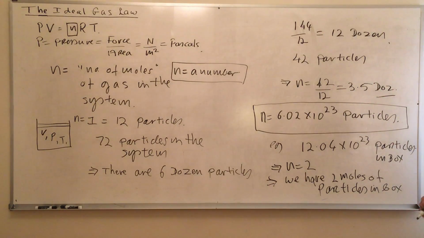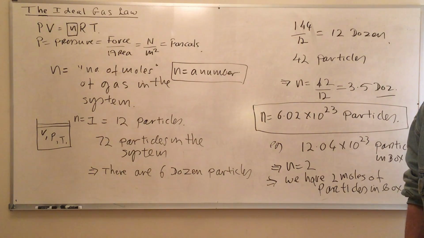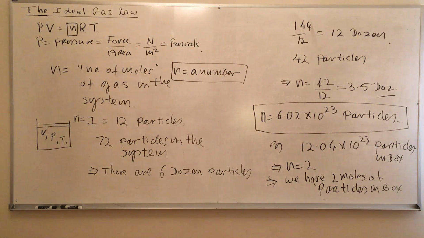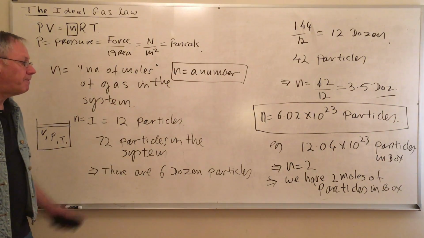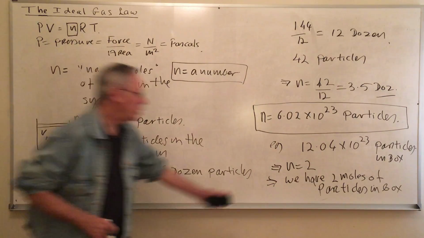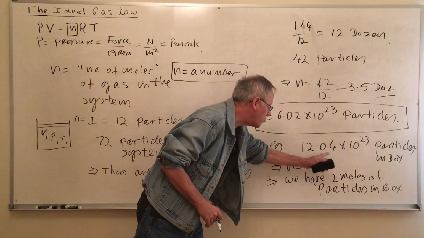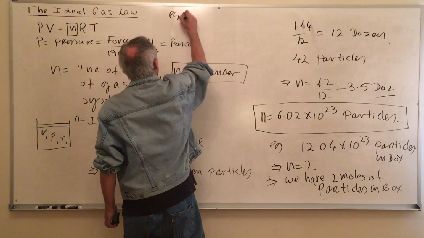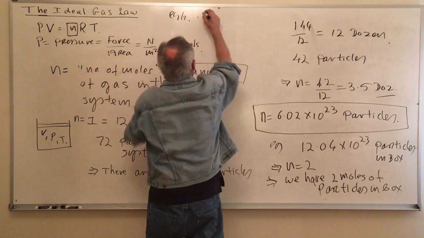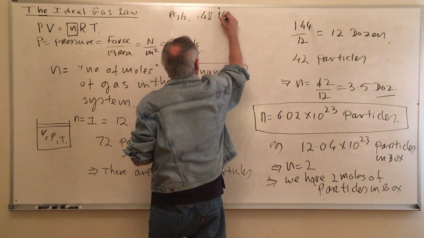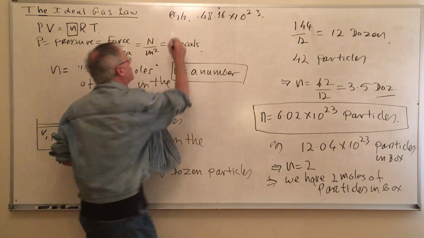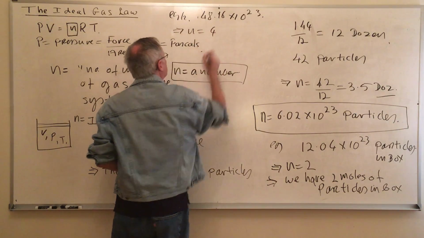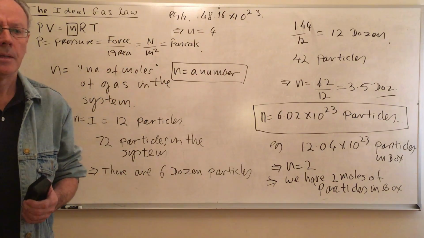Question. If there were, let's say, 48.16 by 10 to the power of 23 particles in the box, n would be what? 4. If there were that many particles in the box, we would say n equals 4. So you see n is just a counting number.